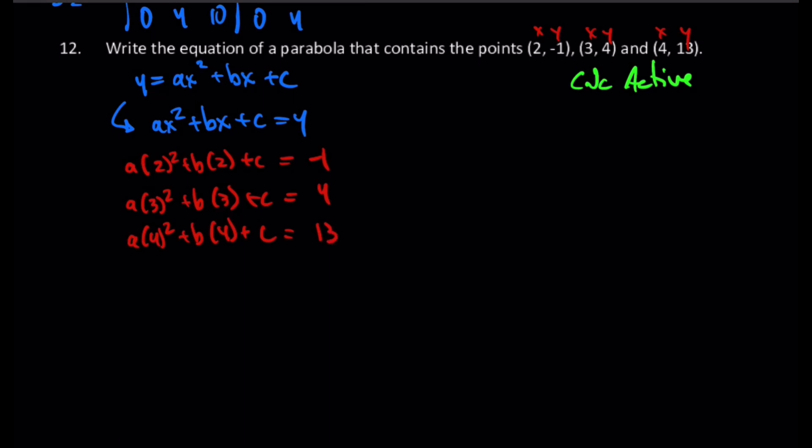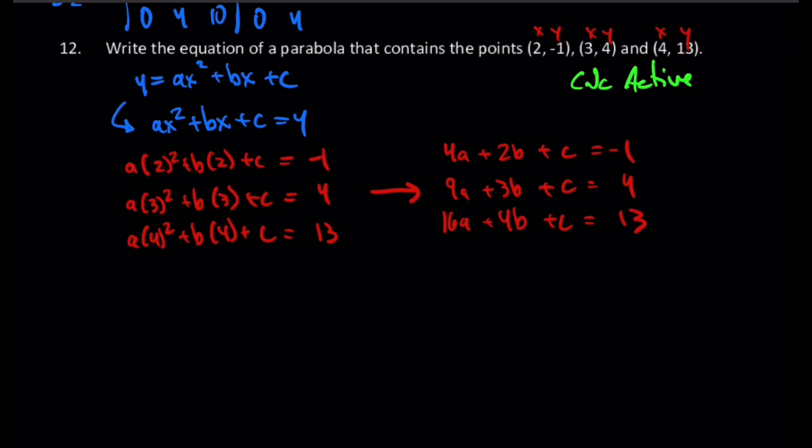And now what I do is I take the time to evaluate this and clean it up. So I've got 4A plus 2B plus C equals -1. 9A plus 3B plus C equals 4. 16A plus 4B plus C equals 13. That's the hard part. We're done with the hard part. Calculator is going to do the rest.